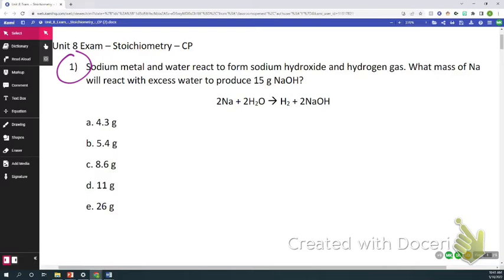So what mass of Na, right? When they want mass of Na, they want grams of Na. So mass is grams. And they said it's going to make 15 grams of NaOH. These problems are kind of like you're doing the same thing over and over again, but you have to be really precise and make sure of the steps.